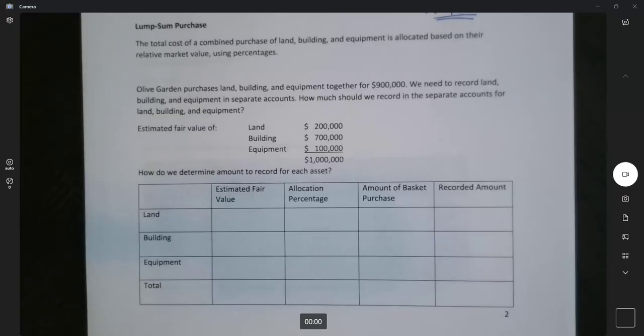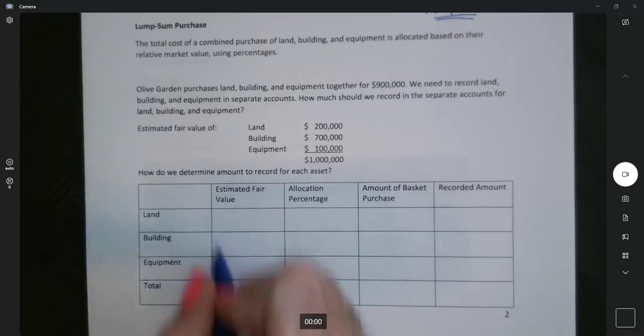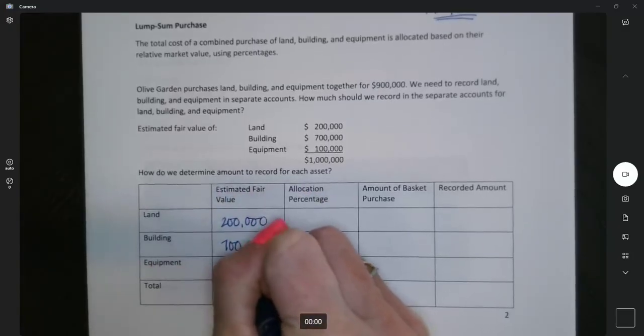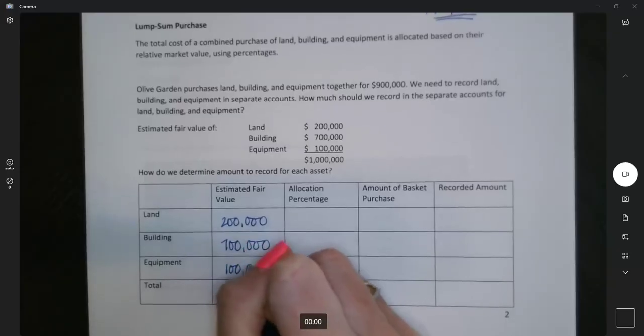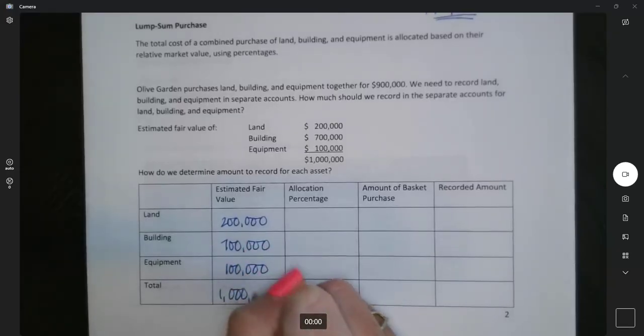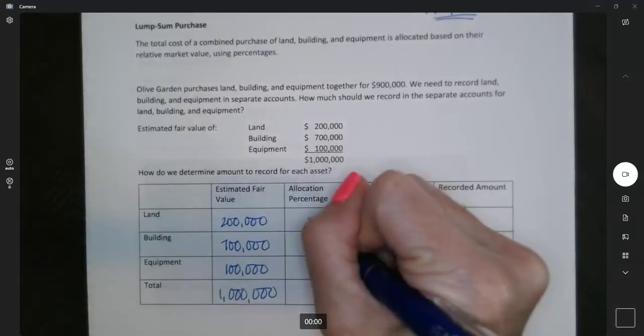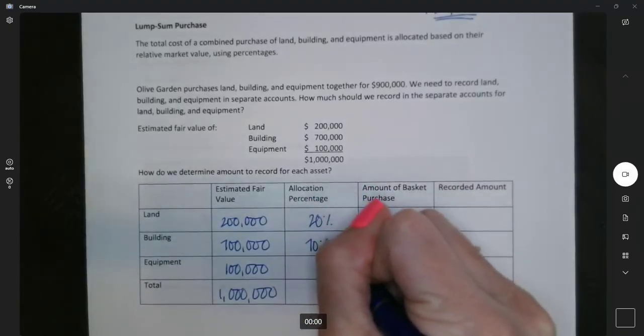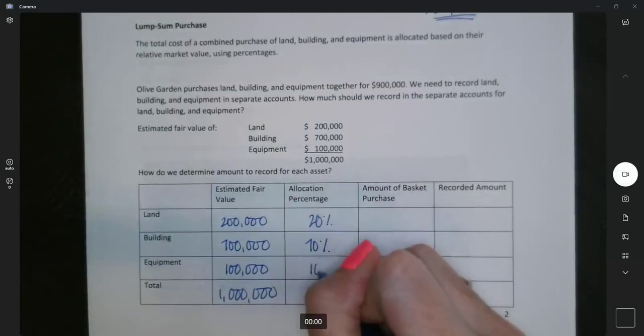First, we're going to find the estimated fair value of each. The land is at $200,000, the building $700,000, and the equipment $100,000 for a total of $1 million. So what we're going to do is we're going to take those estimated fair values and put them in here. The land at $200,000, the building at $700,000, the equipment at $100,000. Total $1 million. Then we're going to determine a percent for each of these of that total. So for example, land is 20%, $200,000 of the million, the building is 70%, and the equipment is 10%.